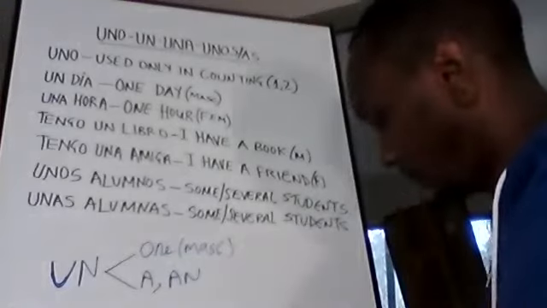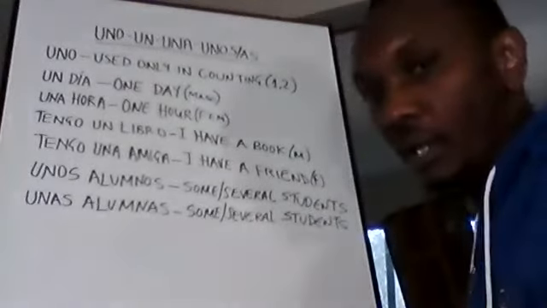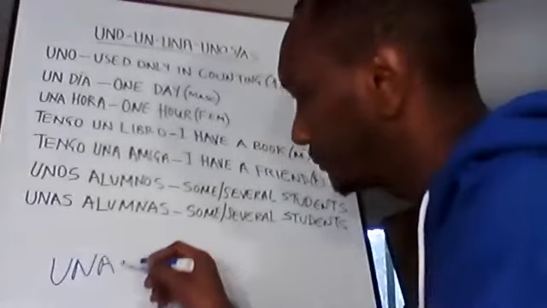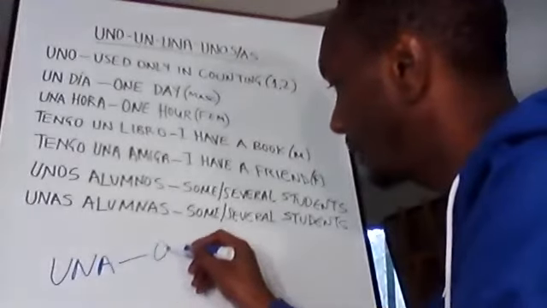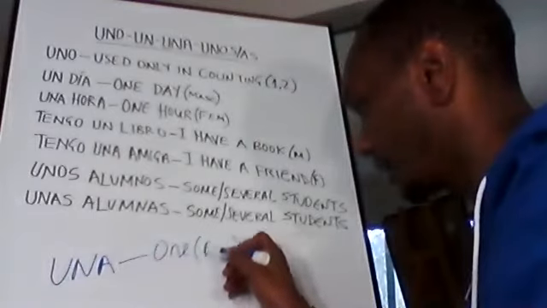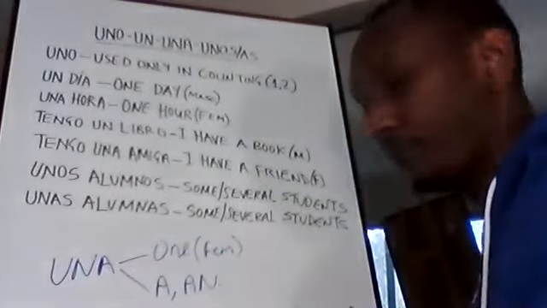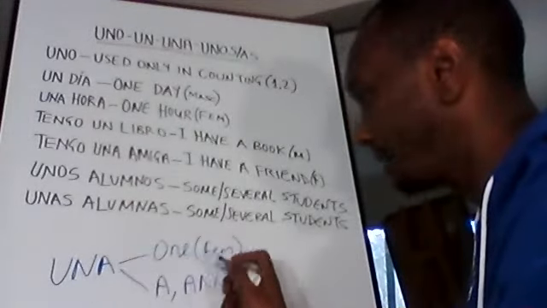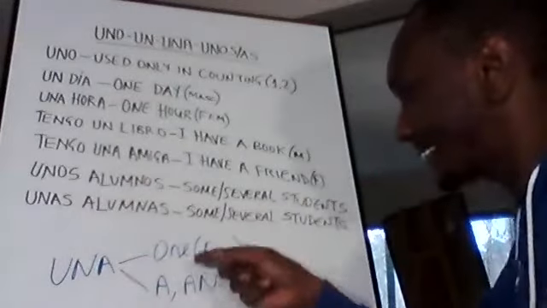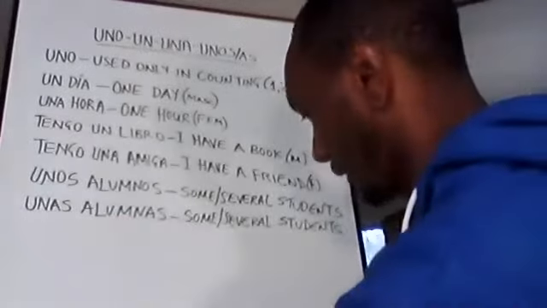Okay, we're done with that. Let's look at una, U-N-A. Una can mean one, feminine. Notice the A at the end: one, feminine subject, feminine noun. It can also mean a or an. So una, U-N-A, can mean one, feminine subject, and can also mean a, an. Okay, now we're going to go to the applications. Having seen that, you're going to be able to follow me.